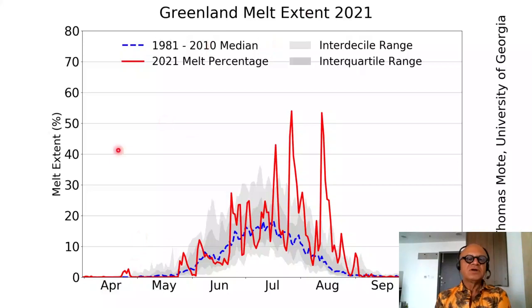So this is the melt extent in percent, average of 1981 to 2010, median, and interdecile and interquartile ranges are shown here in terms of estimates, and the 2021 melt percentage is substantially out of the window of this range we have for the last 3 or 4 decades. So one has to be careful to see whether we are kicking now the giant, the climate giant, fairly seriously.